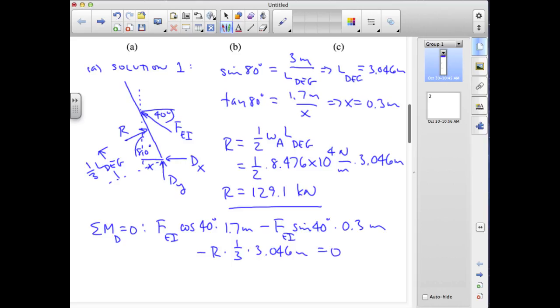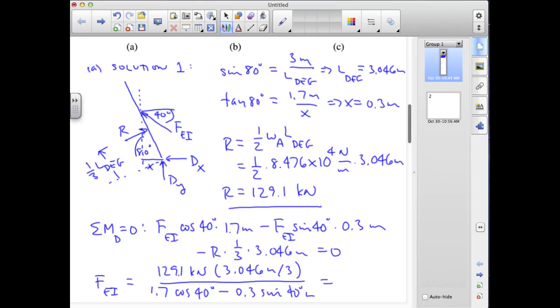And if I rearrange this expression for FEI, I can write this as R, which is 129.1 kilonewtons, times the 3.046 meters divided by 3, over this denominator, and that result turns out to be equal to 118.1 kilonewtons. So we'll keep that number in mind now as we look at our second solution.